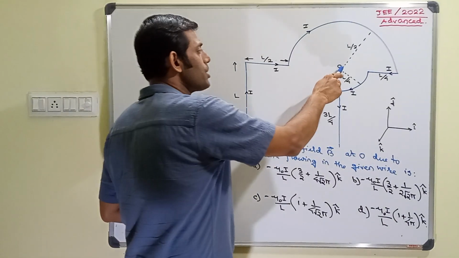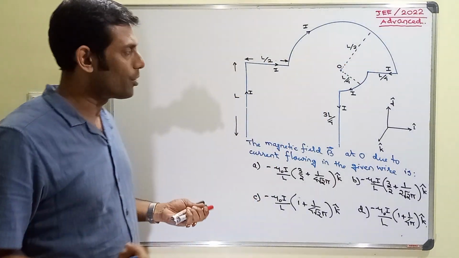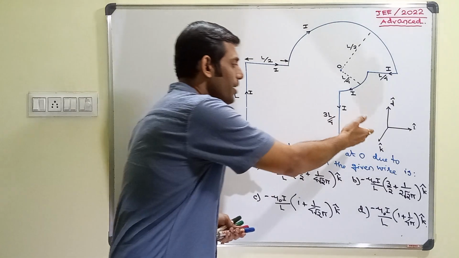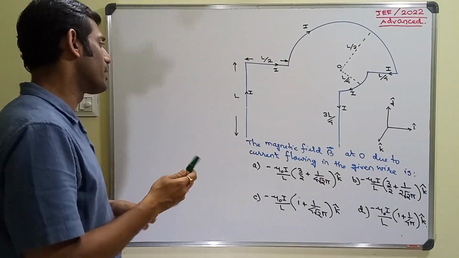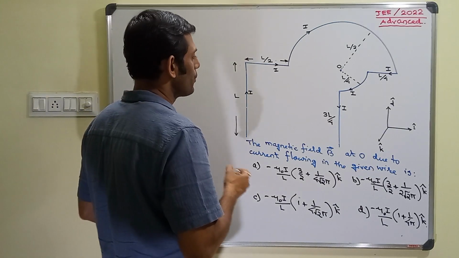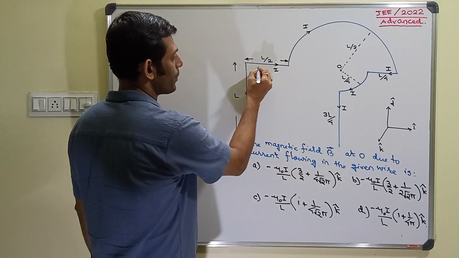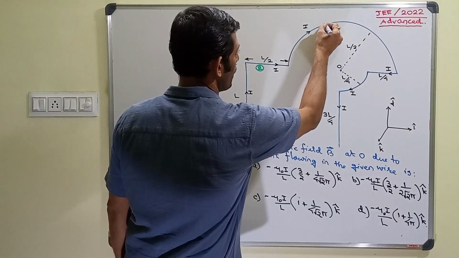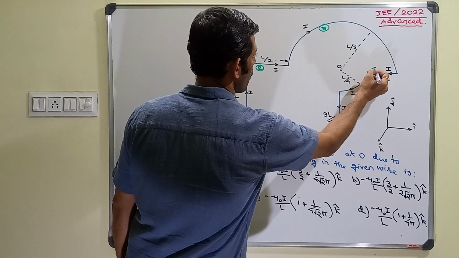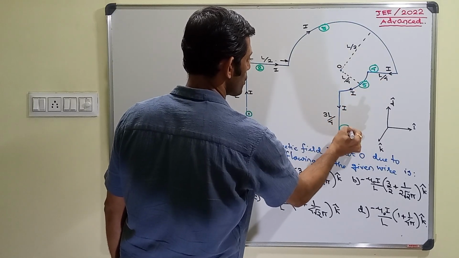Magnetic field at the center of the semicircular arc has to be calculated. That's all. IJK directions are provided. We can straight away say that if we number these parts as 1, 2, 3, 4, 5 and 6.